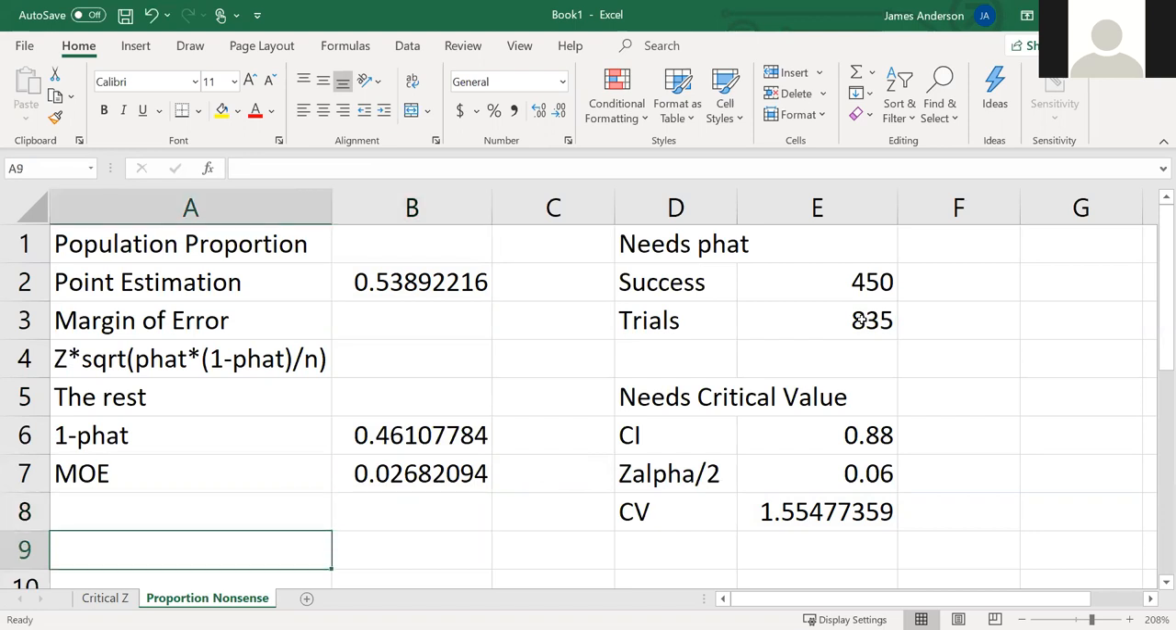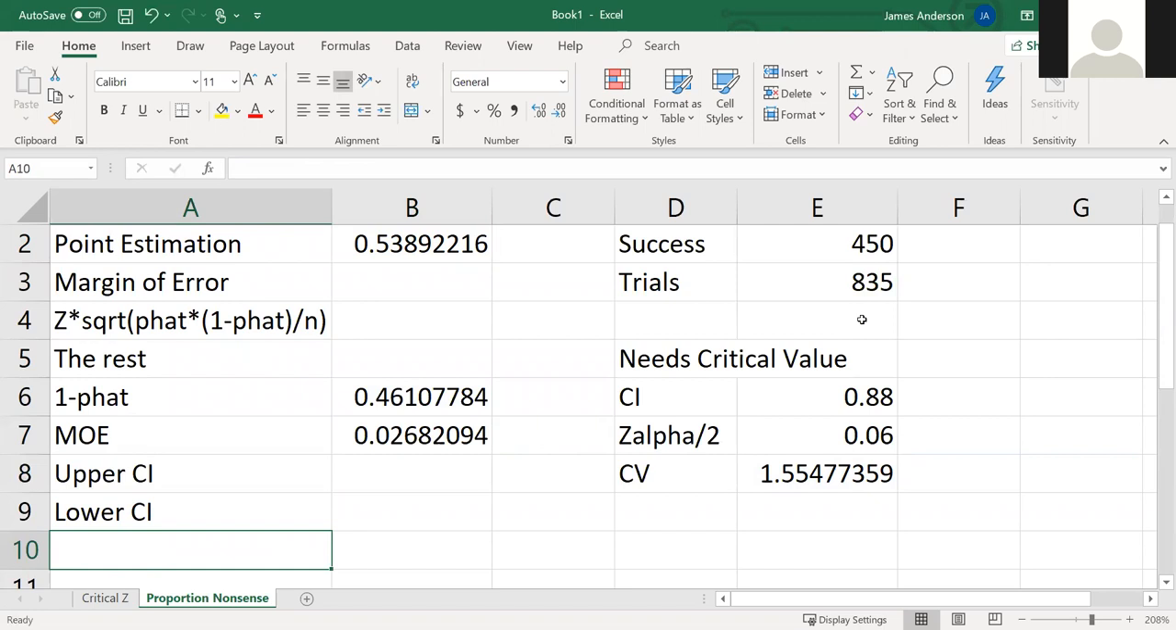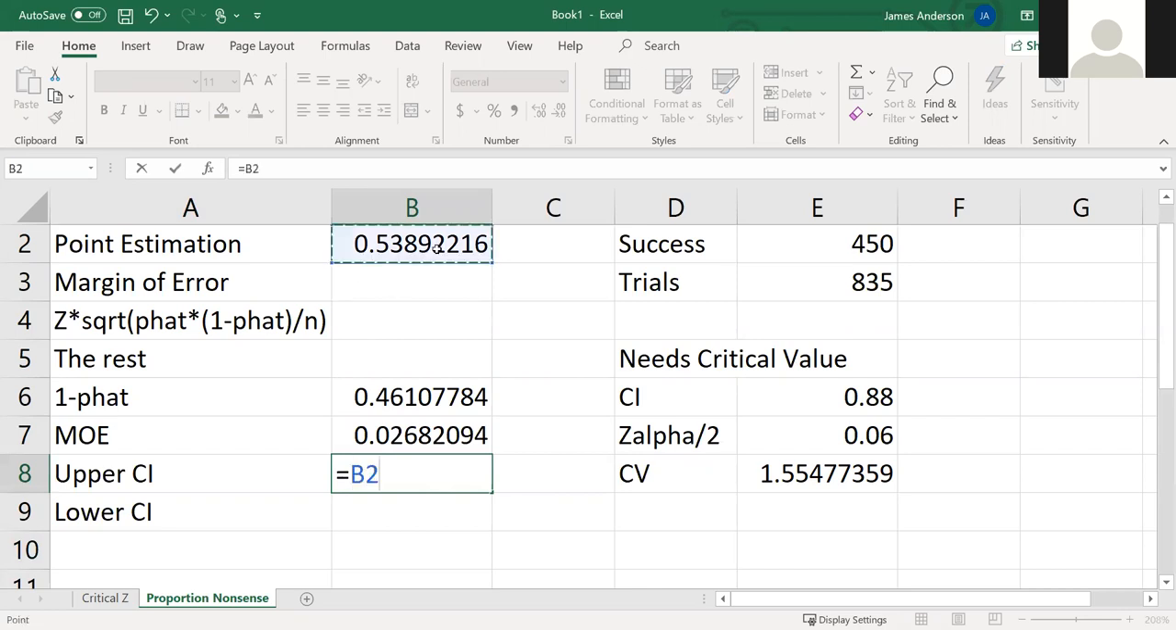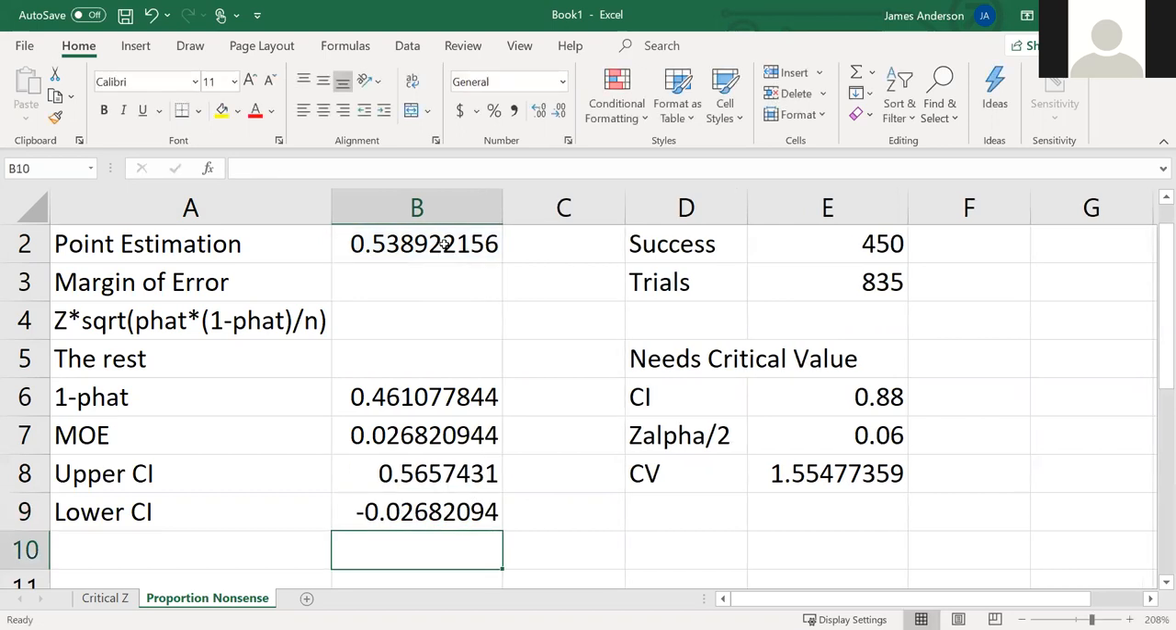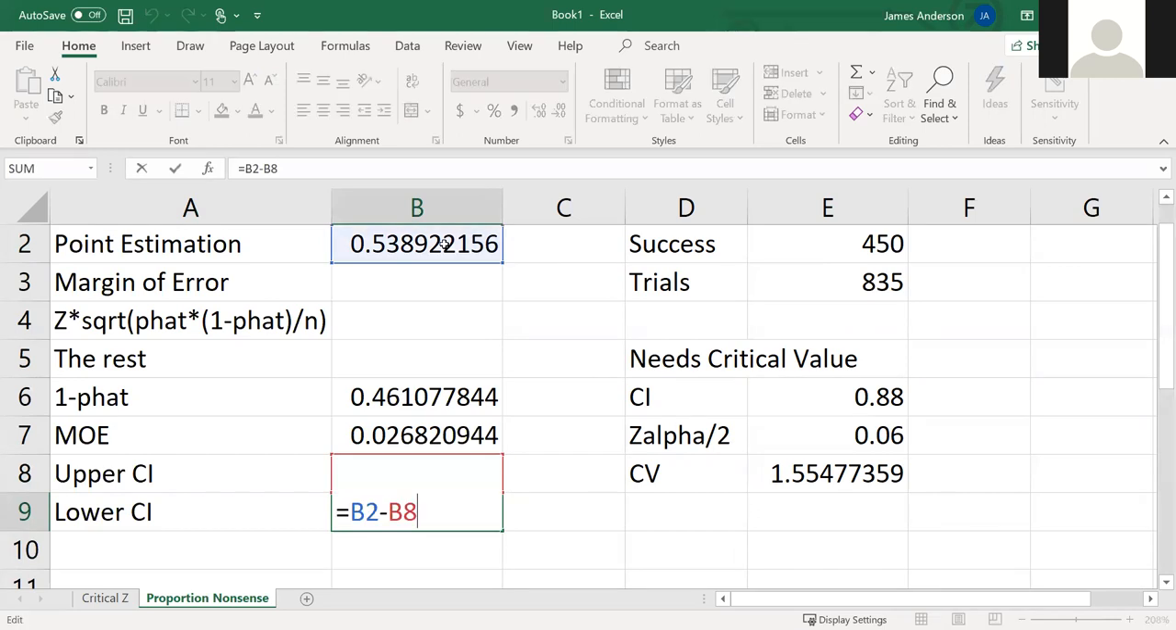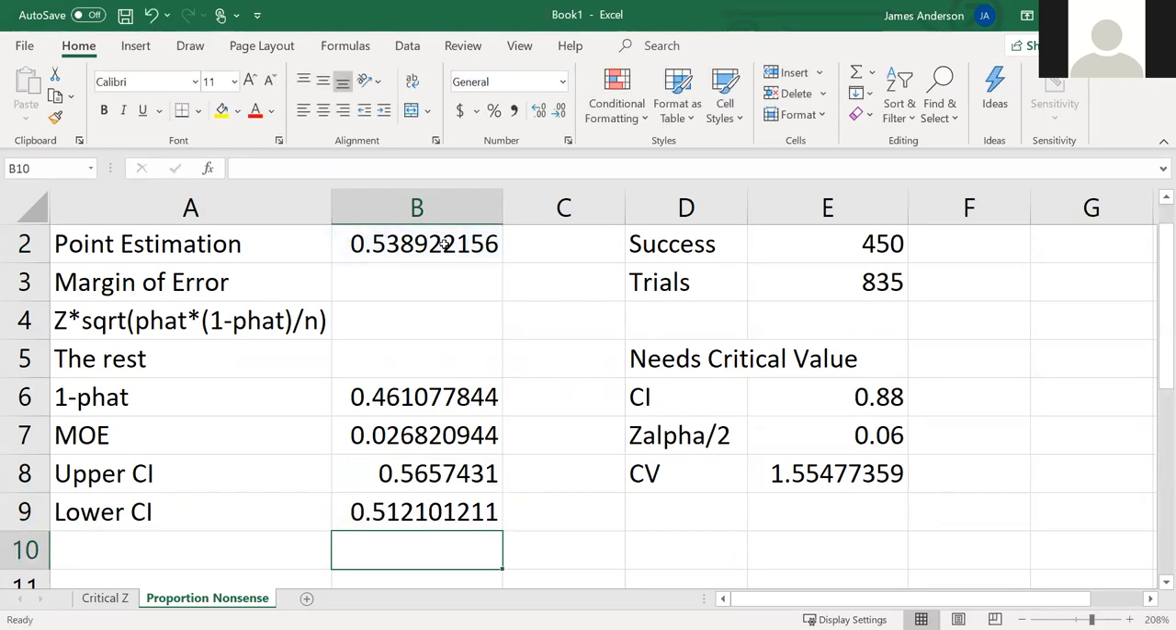So from here, we can do upper and lower confidence intervals. At this point, I can take my point estimation plus my margin of error, and my point estimation minus my margin of error. So my true mean with an 88% confidence would lie between 0.56 and 0.51. So I could safely say that more than half of people are afraid of identity theft.